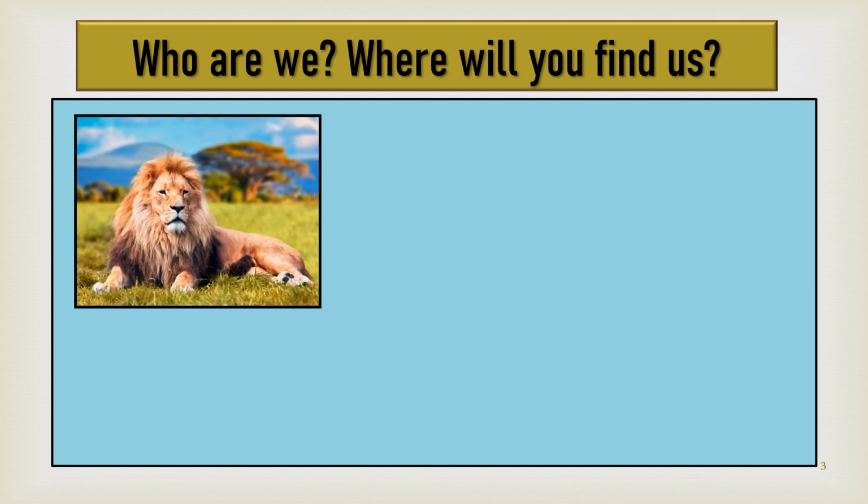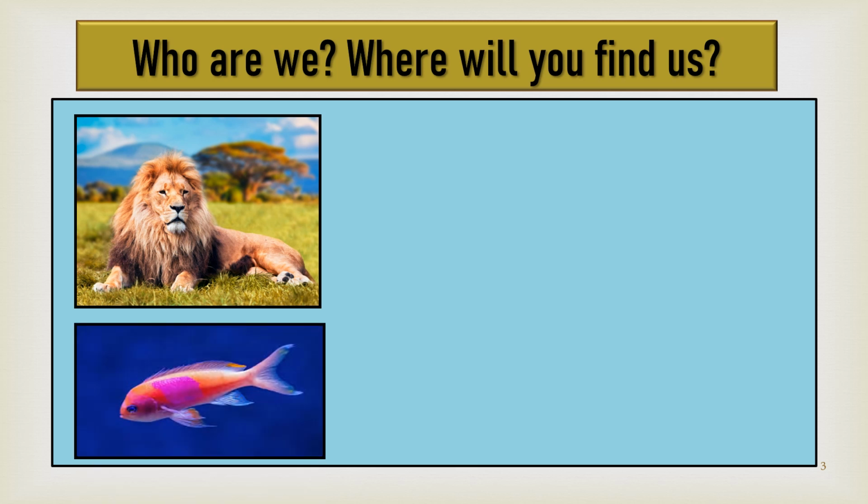Yes. Now tell me which animal is this and where can we find it? Yes, it's a lion. We find it in a jungle. Now which animal is this and where do we see it? Correct, it's a fish and we find it in some water body like a pond, river or sea.